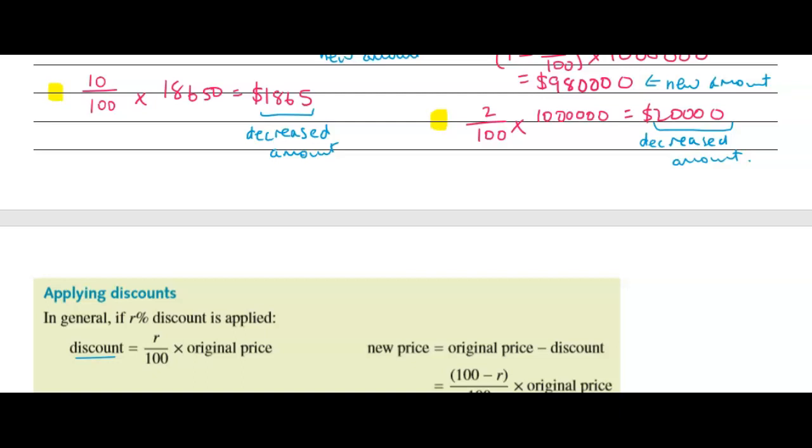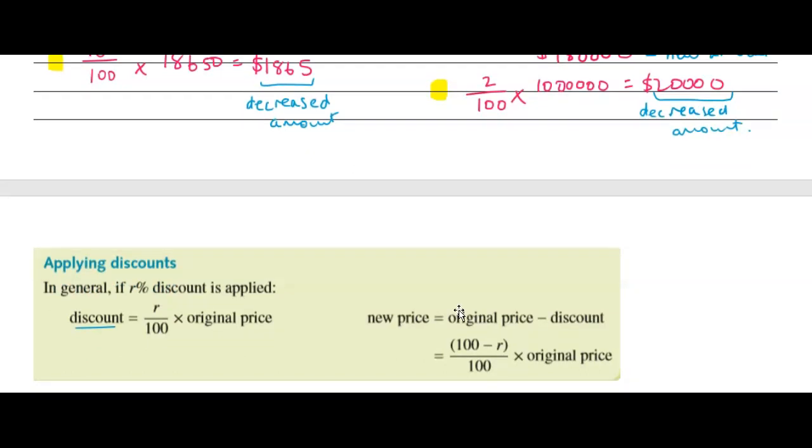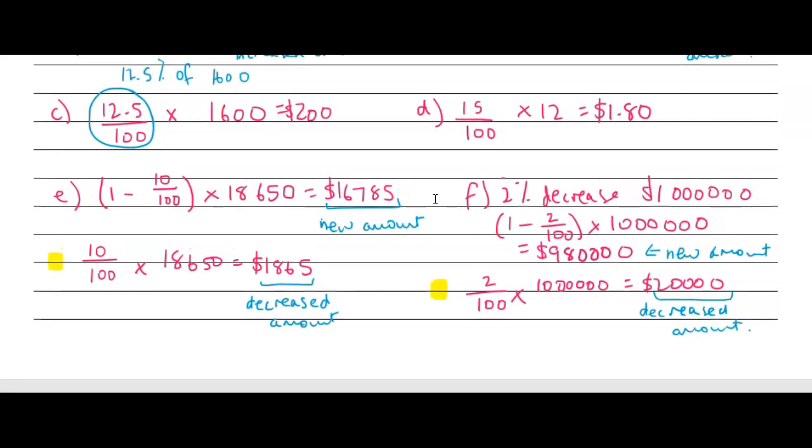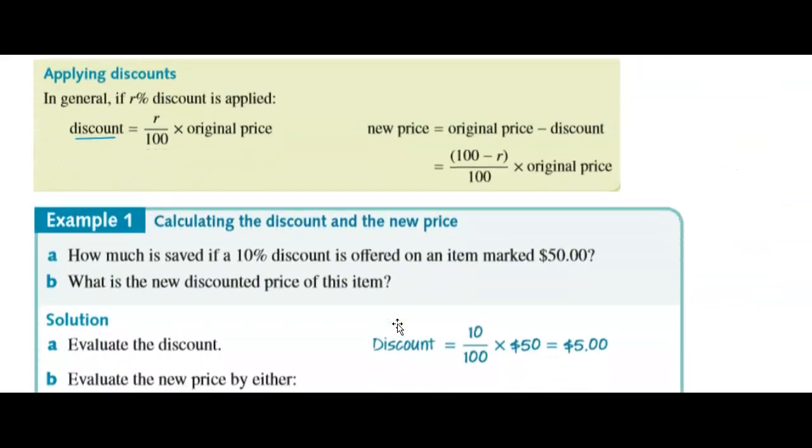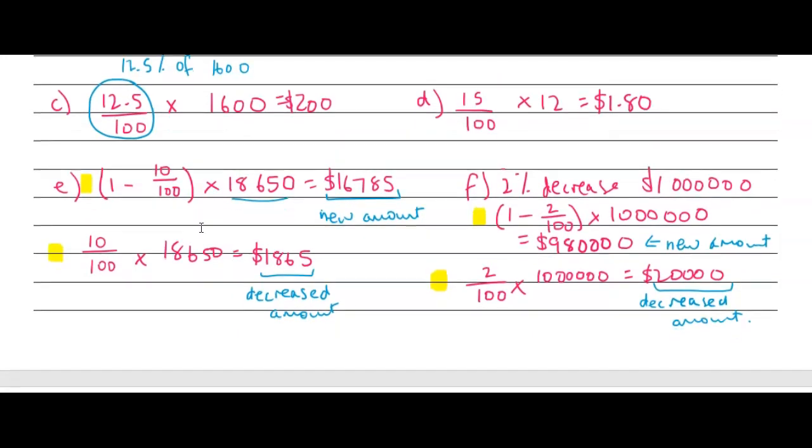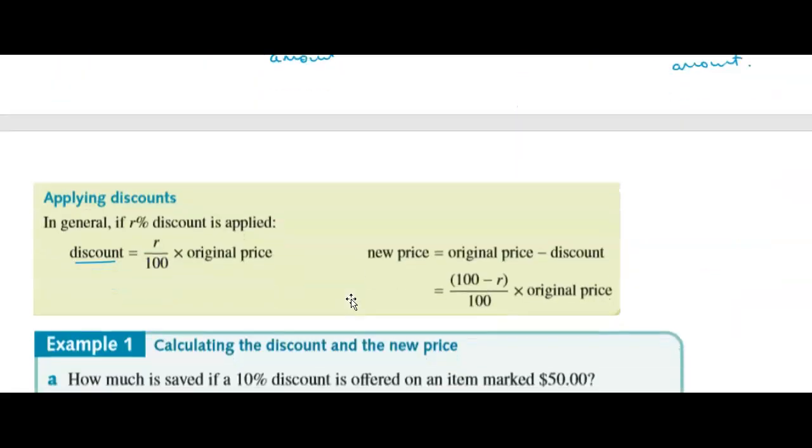Okay, so working out the discount. You've got your percentage rate over 100 times your original price. If you want your new price, what you can do is your original price minus your discount. So what I did is I actually did it this way. So you can do it that way, or you can just take your original amount, which we've got here, and subtract your decreased amount to get your new amount. So there's a few ways you can do it. Okay, so what I did here in E and F to get the new amount, I used the skills that you learned when we did number patterns and recursion, but there's nothing stopping you from getting your new amount by starting with your original value and then subtracting your discount.